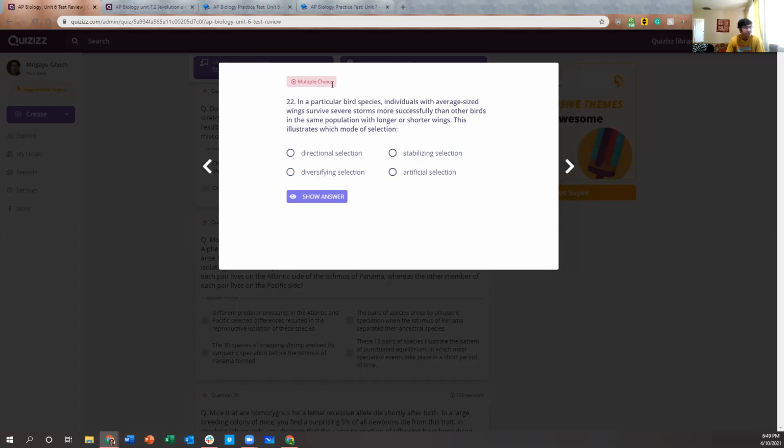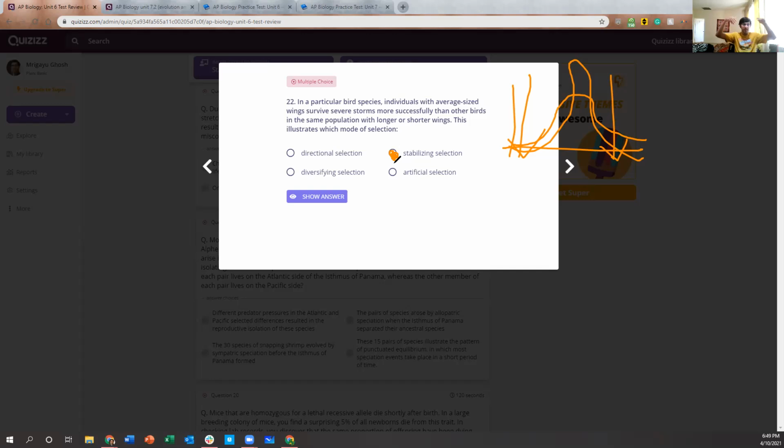Yeah. In particular, bird species, individuals with average size wings survive the storms more successfully than other birds with longer or shorter wings. So we didn't learn about this, but you can think of this like a normal distribution. If you have a normal distribution and then there's a selective pressure, and after a storm it only increases the middle, then that would be stabilizing selection. In the AP exam, they're probably going to ask you more of a graphical question and let you apply that knowledge and figure out what's happening rather than the actual definition. The definition is not that important.